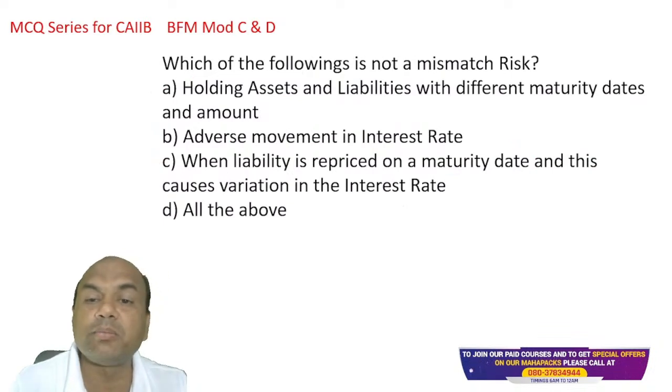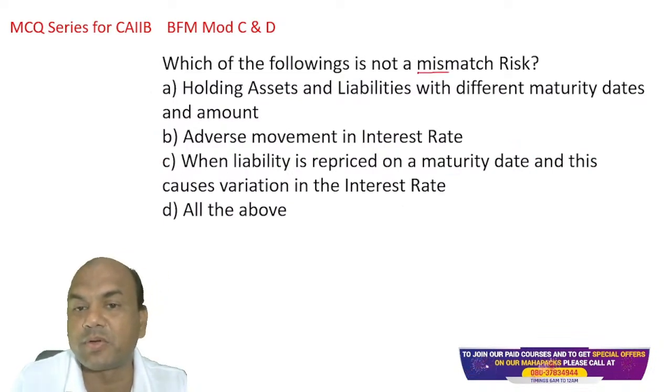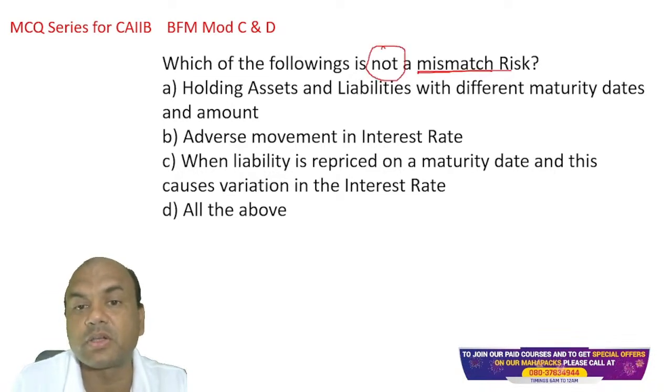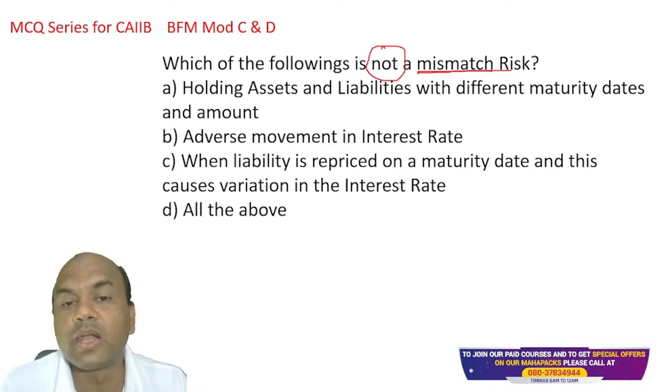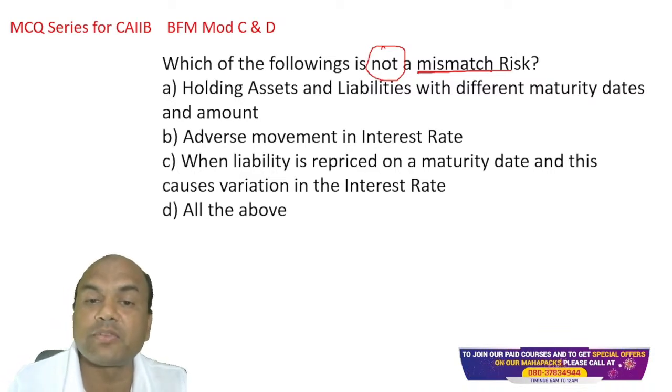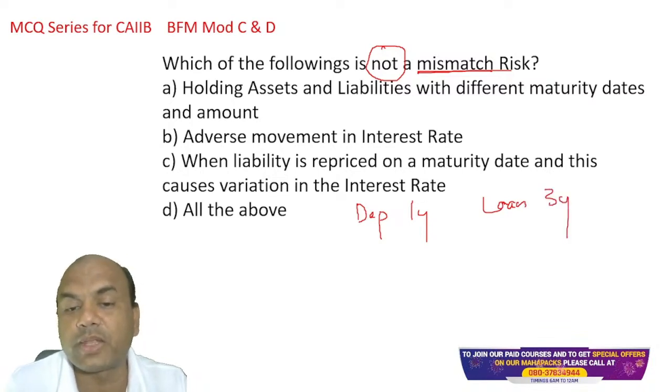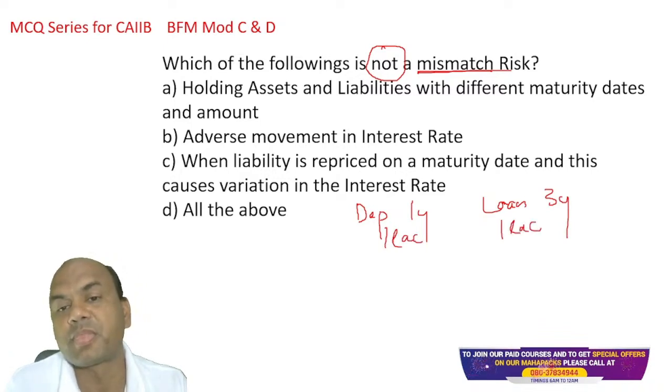Which of the following is not a mismatch risk? Mismatch means what? Let's see. Okay, and we want not. This is your important question. Not a mismatch risk. Holding assets and liabilities with different maturity dates and amount. So assets and liabilities with different maturities means I am having a deposit of 1 year for 1 lakh, and a loan of 3 years against that deposit for the same 1 lakh. So it will be a mismatch. So I want not a mismatch.